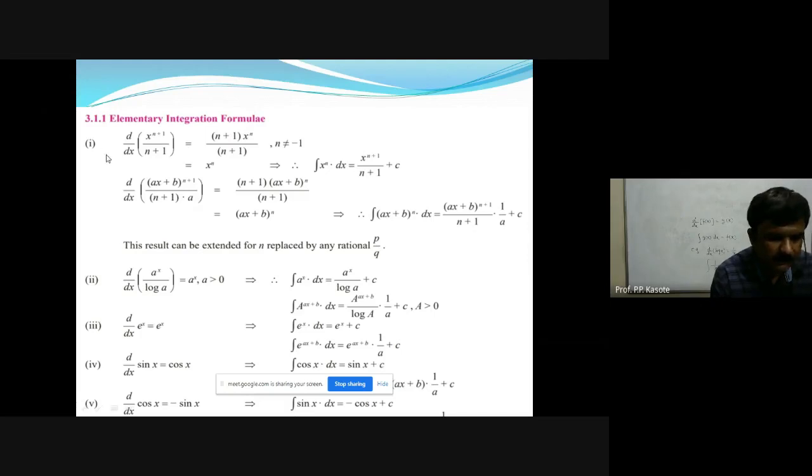On screen it is elementary integration formula we have. The very first formula is derivative of x raised to n plus 1 upon n plus 1 is n plus 1 into x raised to n divided by n plus 1. This n plus 1 will get cancelled, and simply we have x raised to n. It means that the derivative of x raised to n plus 1 upon n plus 1 is x raised to n. If its derivative is x raised to n, in that case we'll say that integration of x raised to n into dx is equals to x raised to n plus 1 upon n plus 1 plus c.